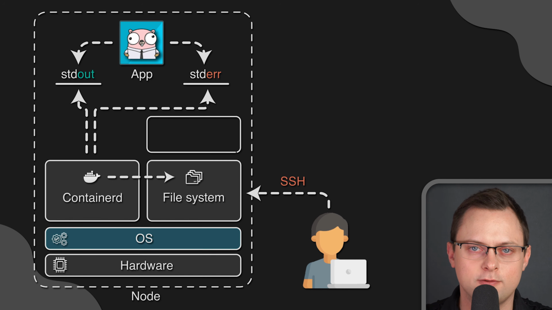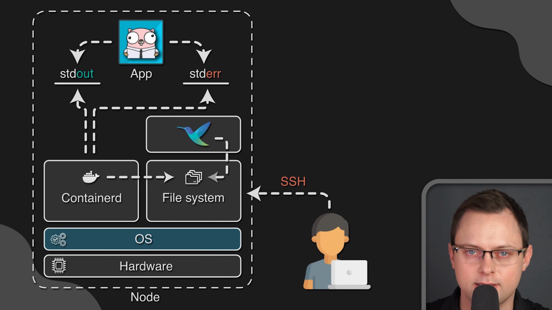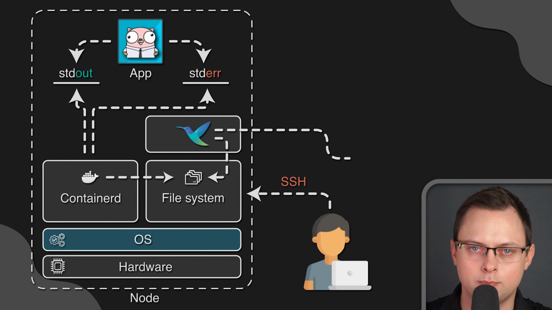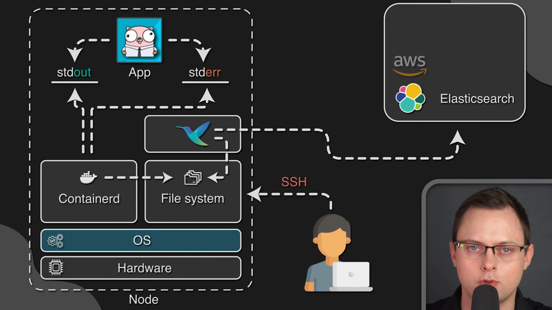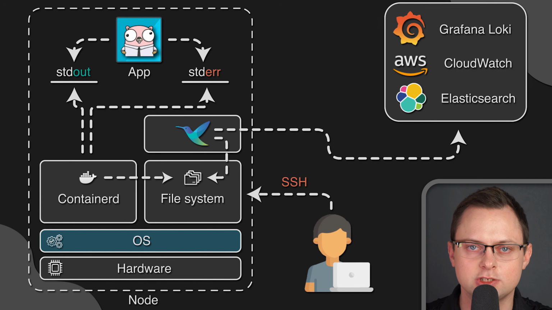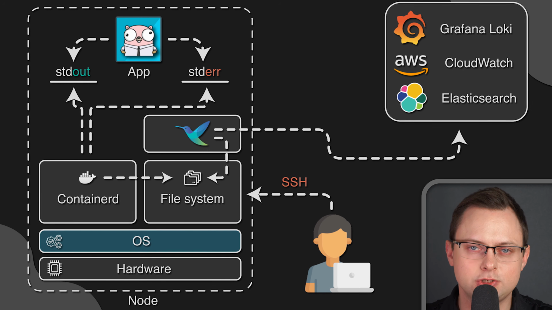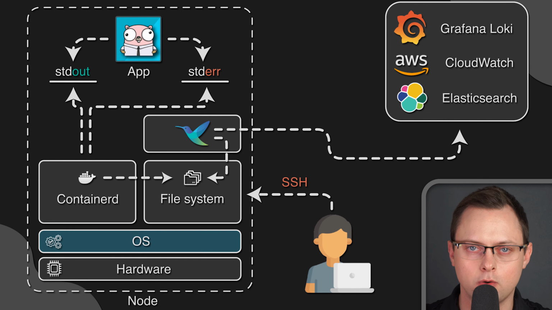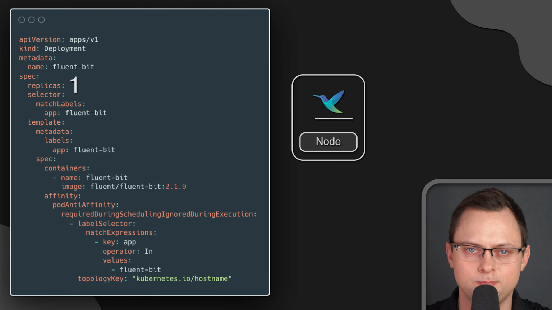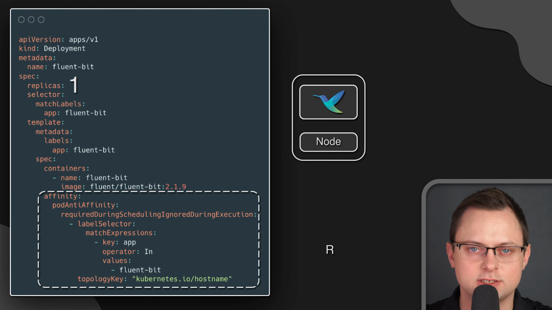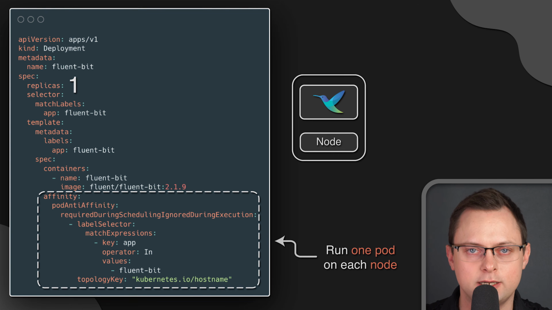To make it more convenient for developers and SREs, we typically deploy a logging agent such as FluentBit on each node to collect those logs and send them to a centralized place. It could be Elasticsearch, CloudWatch, Grafana Loki, or any other database you prefer. To deploy a single logging agent on each node, you can use deployment or StatefulSet along with pod anti-affinity.